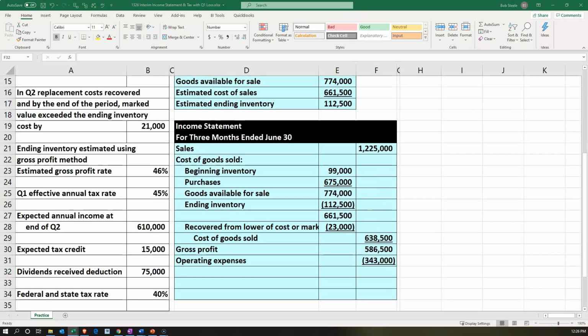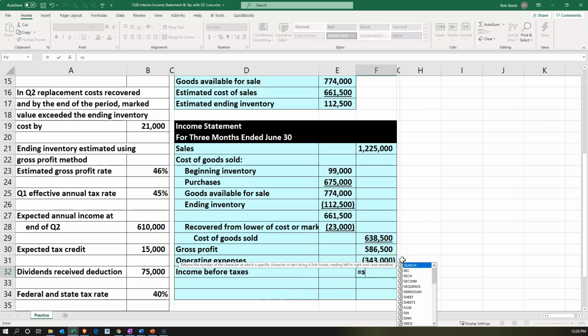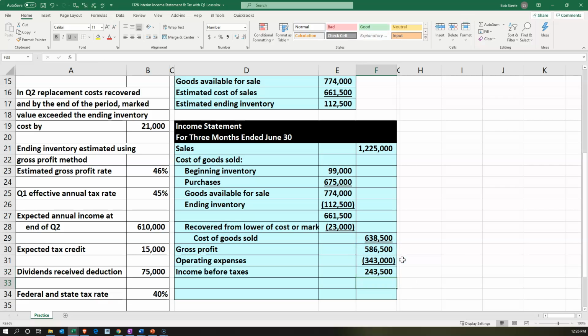And then we're going to have the income before taxes. Income before taxes is going to be, I'm going to sum up these last two numbers, which, of course, we'll subtract them out given the fact that the second number is a negative number. So we're going to get then to the $243,500. Then we've got to calculate the income tax.